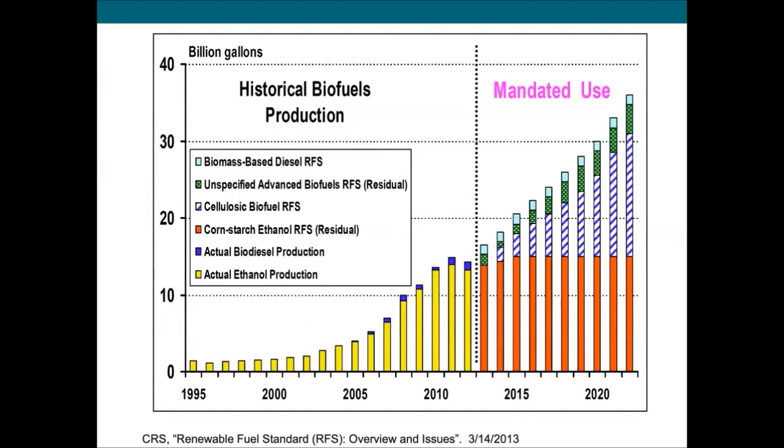So this is what had been happening. The yellow part of these bars, that's all about the actual ethanol production. And the units here, they're billions of gallons.